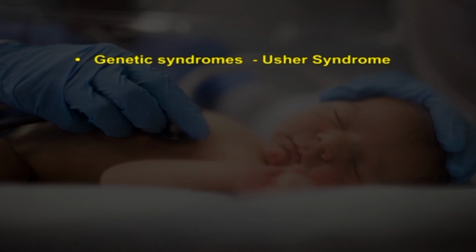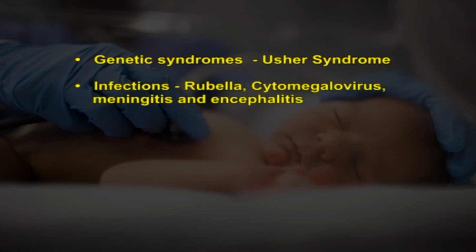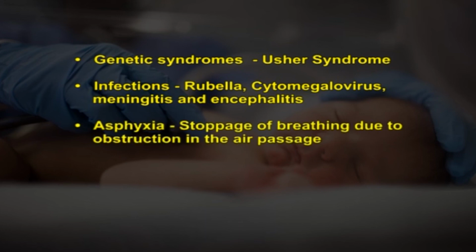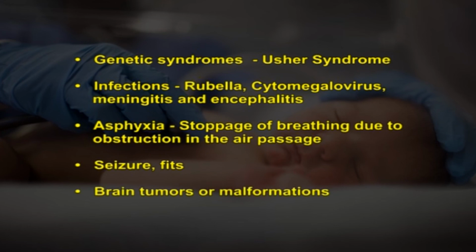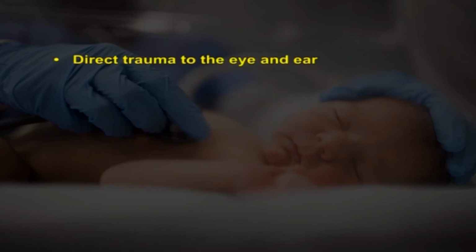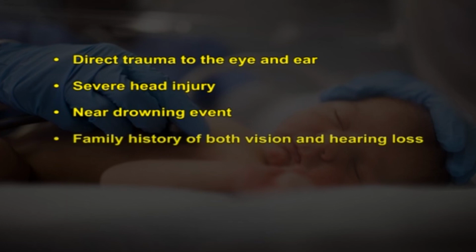Postnatal causes: genetic syndromes like Usher syndrome, infections like rubella, cytomegalovirus, meningitis and encephalitis, asphyxia, that is stoppage of breathing due to obstruction in the air passage, seizure, fits, brain tumor or malformations, direct trauma to the eye and ear, severe head injury, near drowning event, family history of both vision and hearing loss, multiple disabilities and aging. These are the causes that come under postnatal.